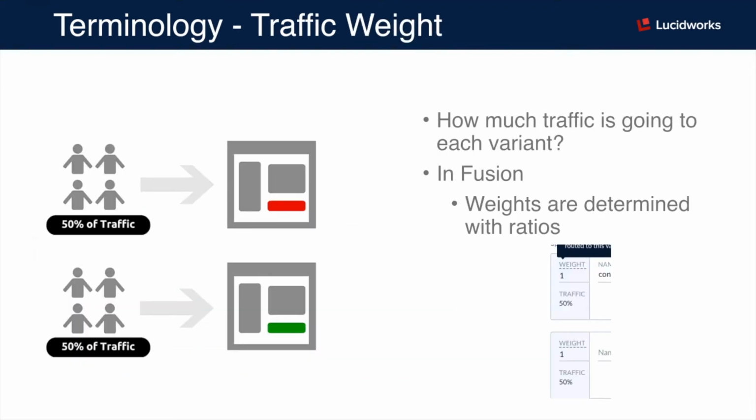The last thing I want to talk about before we go into the demo is traffic weight. This is another really important part of experiments. Essentially, traffic is a percentage of users that get routed to each variant. So in this picture, 50% of users are going to the red variant and 50% are going to the green variant. Fusion lets you set the percentage of users using ratios between the variants.